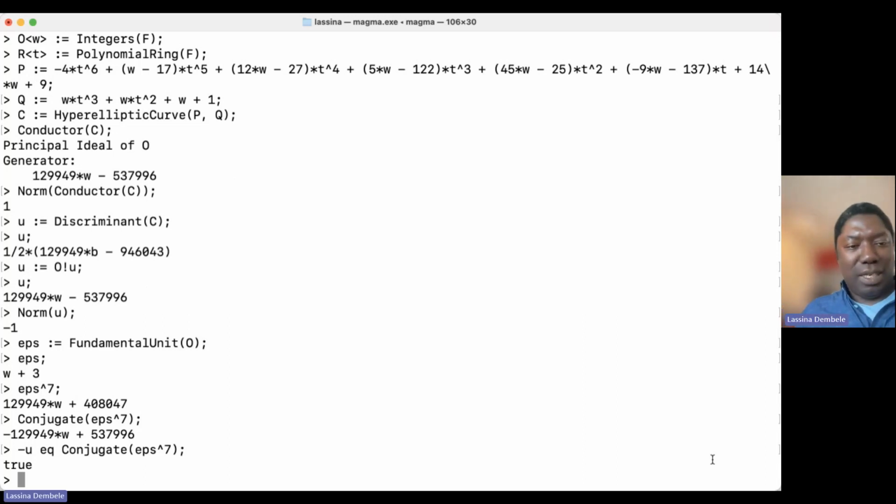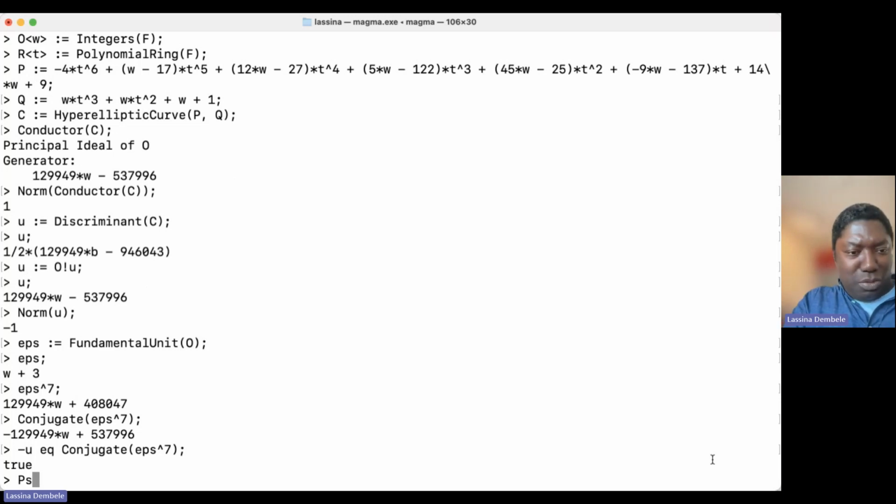And what that means is that if you reduce this curve modulo any prime, you would still get a curve with everywhere good reduction. And so if you take the Jacobian, it would still be definable. So let's try and compute the reduction of this curve for some prime.